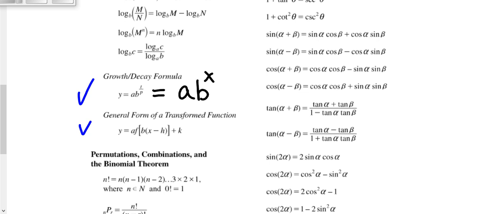This is a continuation of the lesson from Friday. So before we work out more questions, let's look at the formula sheet. This is the formula for exponential function. A is the initial value, B is the base, and then X is the variable. Alright?